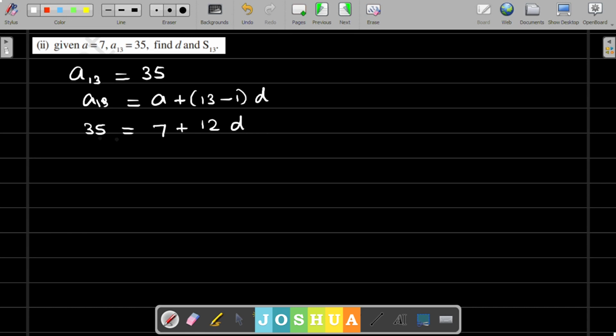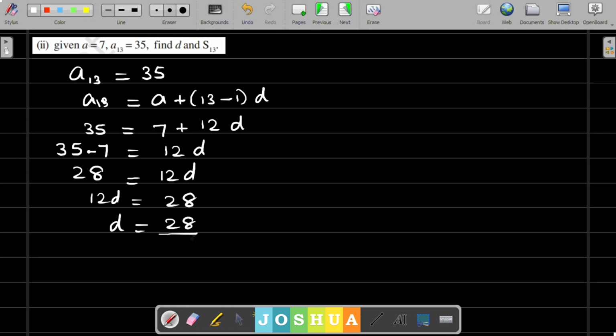So we don't know d at this moment, no problem. So 35 minus 7 is equal to 12d. 35 minus 7 is 28, that is equal to 12d, or 12d is equal to 28, or d is equal to 28 upon 12, or that is equal to 14 upon 6, or that is equal to 7 upon 3. Directly you can divide by 4 also, or you can go in this method also. So d is equal to 7 upon 3. We found the value of d.